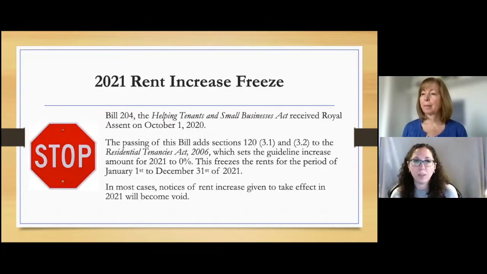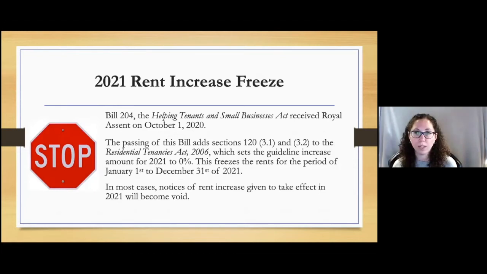Thank you, Silvana. As a result of the COVID-19 pandemic, the Government of Ontario passed Bill 204, Helping Tenants and Small Businesses Act, on October 1st, 2020. This act freezes rent increases from January 1st to December 31st of 2021. Notices given to take effect during this period will be deemed void.